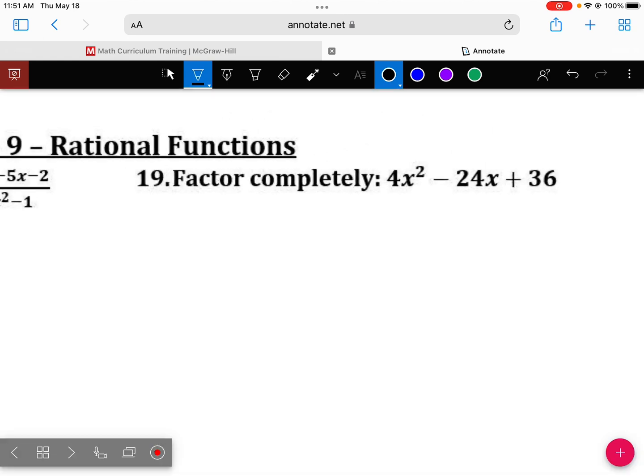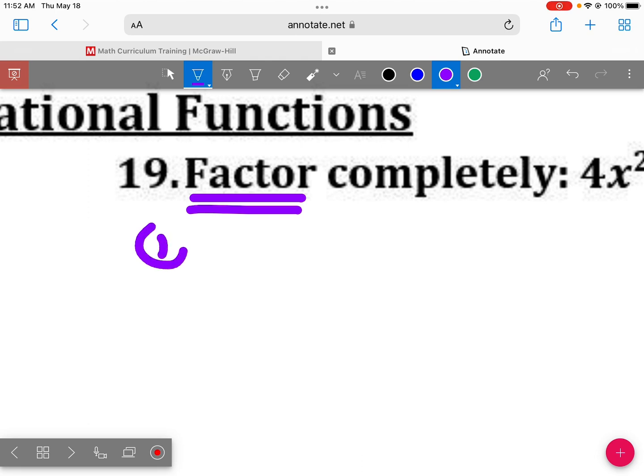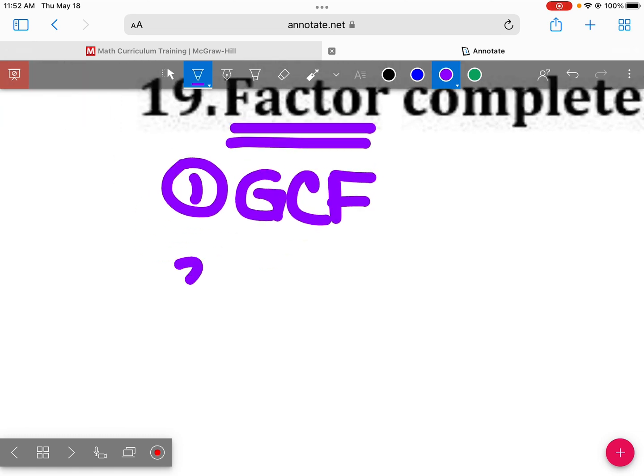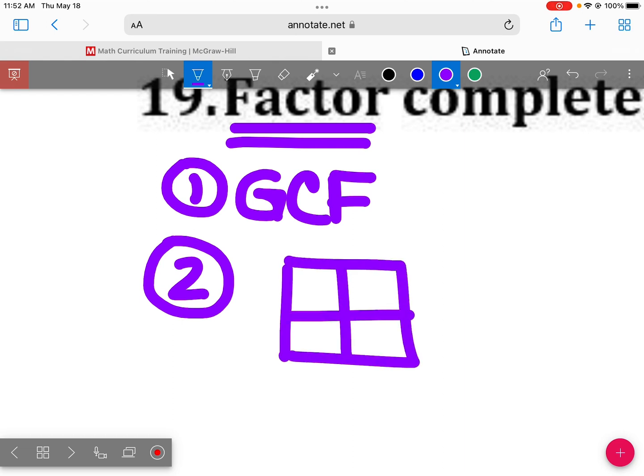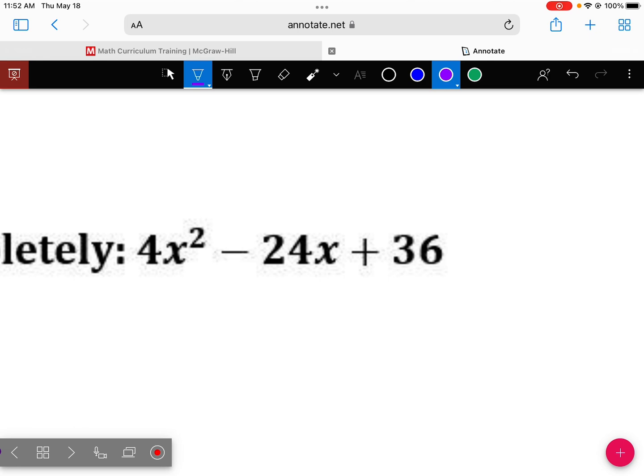I want to do number 19 first, because number 19 is just a factoring problem. What do we always look for first if we are going to factor something? Greatest common factor. So first, you always have to check for and get rid of a GCF. Second, you would make your area model and your X. So on number 19, is there a GCF?